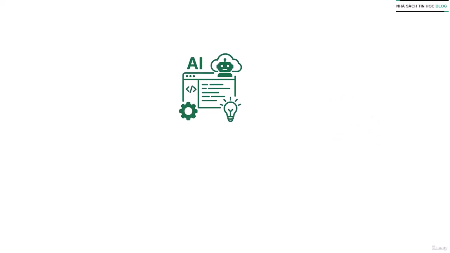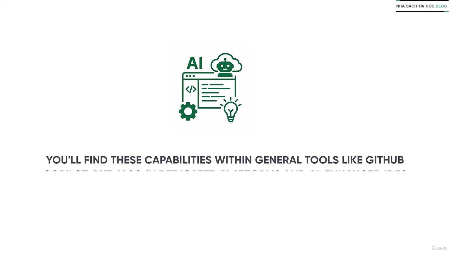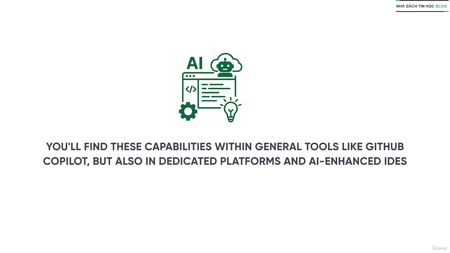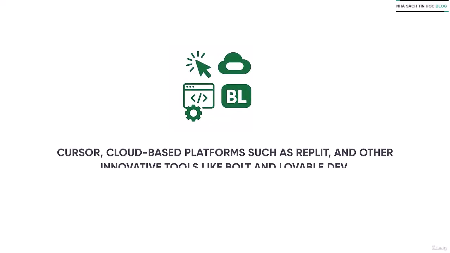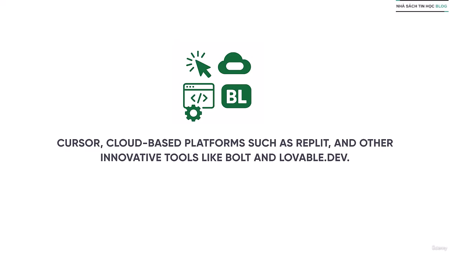So what tools facilitate these examples? You'll find these capabilities within general tools like GitHub Copilot, but also in dedicated platforms and AI-enhanced IDEs. Specific examples include tools like Cursor, cloud-based platforms such as Replit, and other innovative tools like Bolt and Lovable.